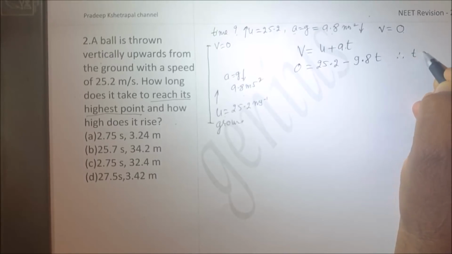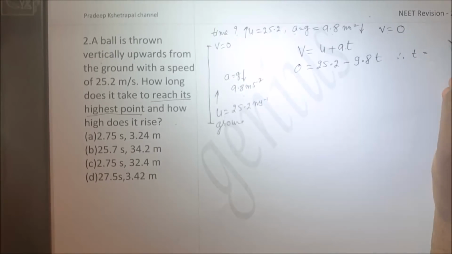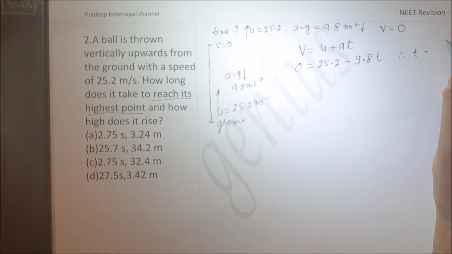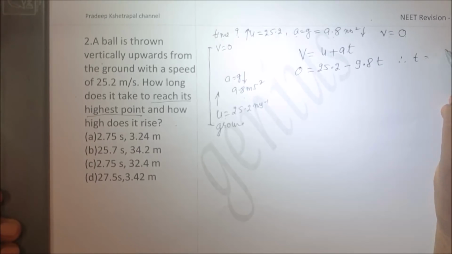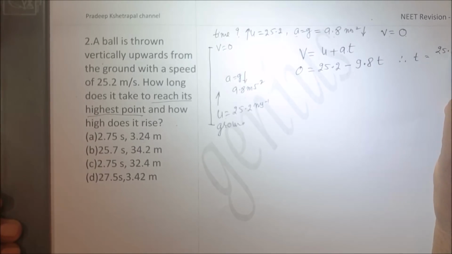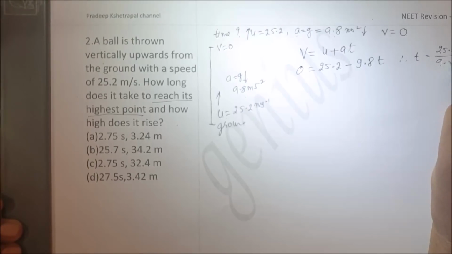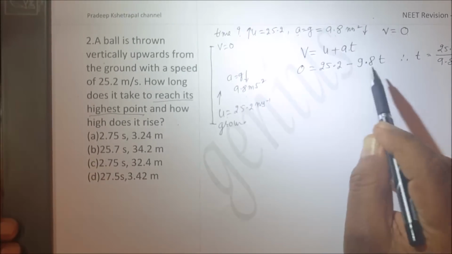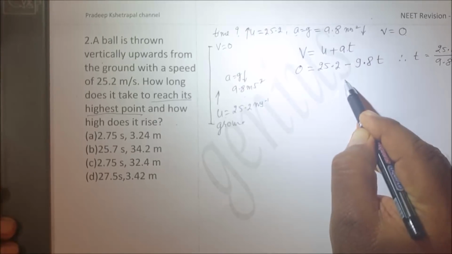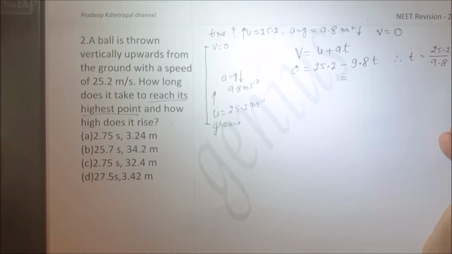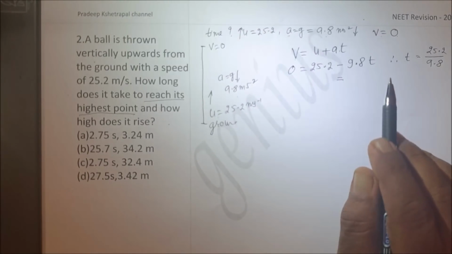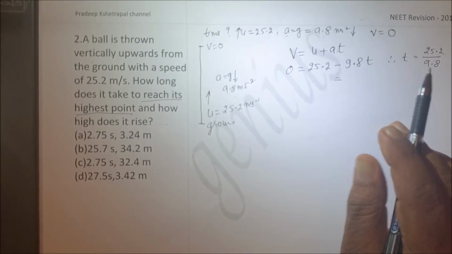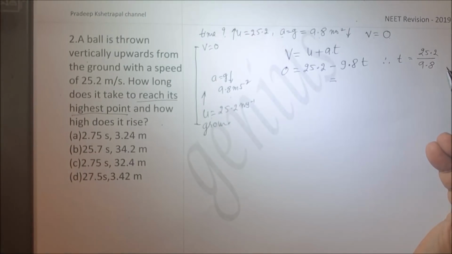Therefore t is equal to, v is equal to u plus at, so t is equal to 25.2 divided by 9.8, and this gives us the value of t. And this comes out to be 2.75.